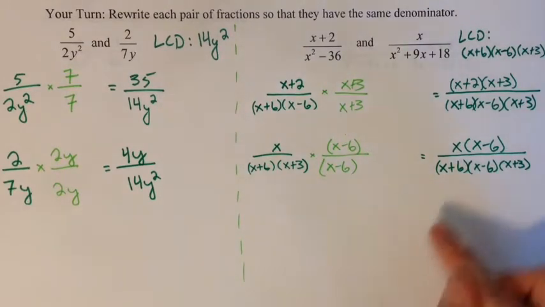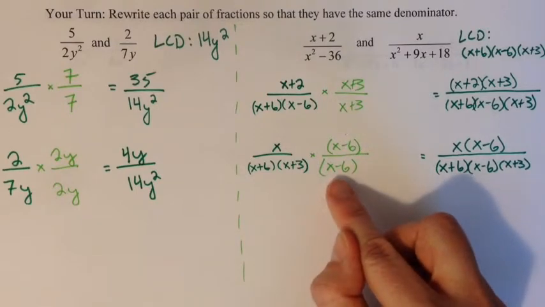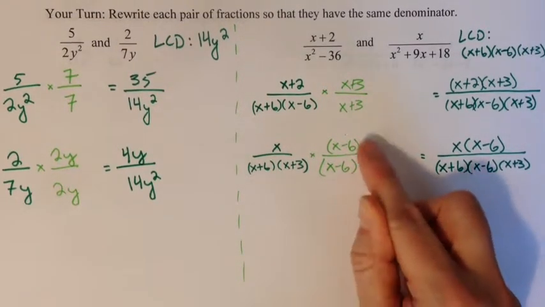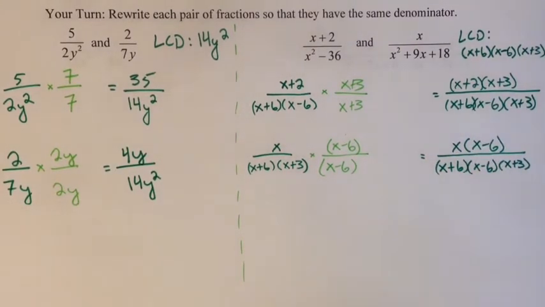For my second fraction, I do the same process. I write down my goal denominator, and then notice that it's missing the x minus 6 factor. So I multiply both top and bottom by x minus 6, leaving me x times (x minus 6) as my new numerator.